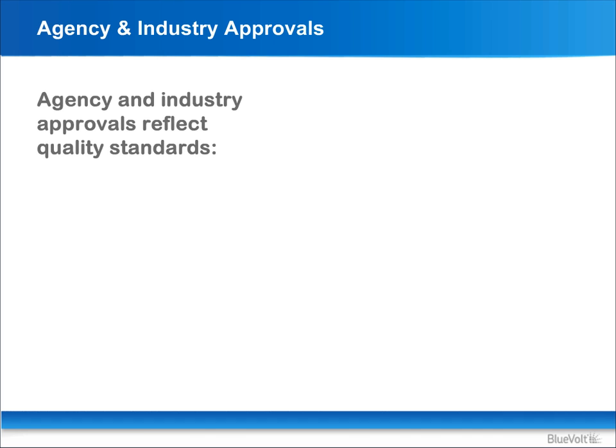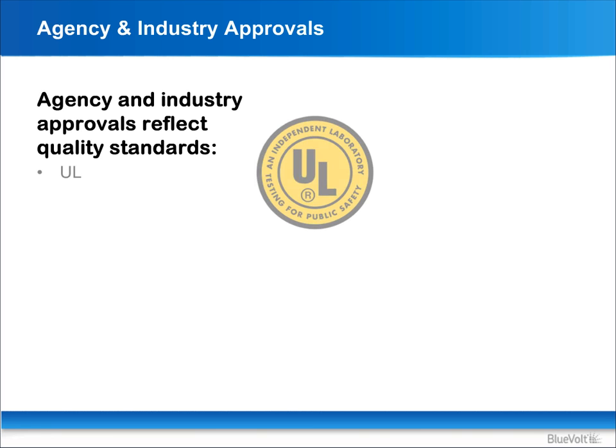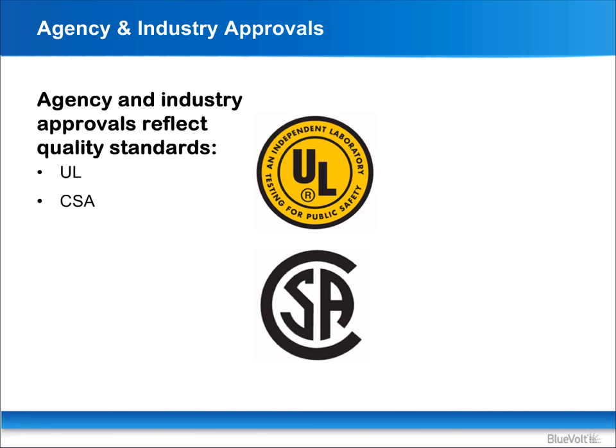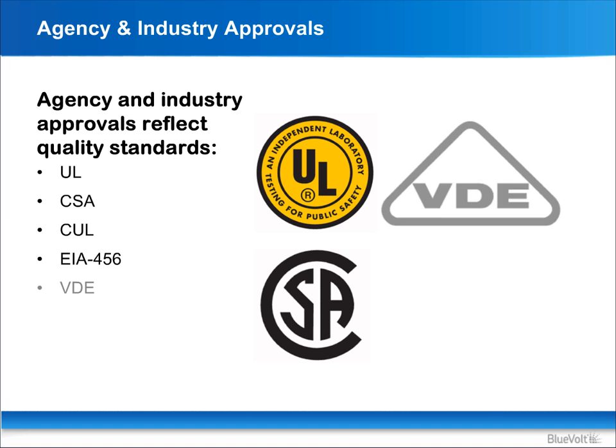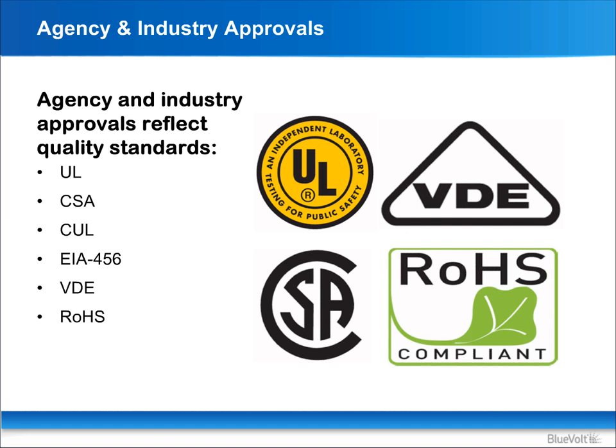Manufacturers may have different agency approvals for their capacitors or the plants that manufacture them. This can reflect quality standards that have been achieved. These include agency or industry standards of UL, CSA, CUL, EIA 456, VDE, and ROHS. ISO is a manufacturing process standard that is also significant among manufacturers.